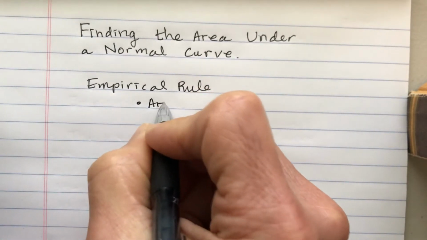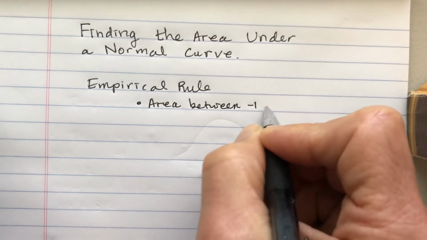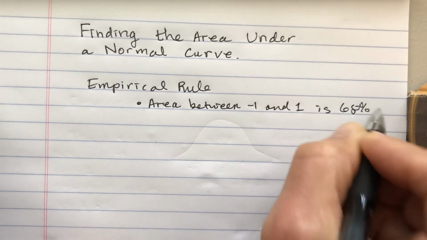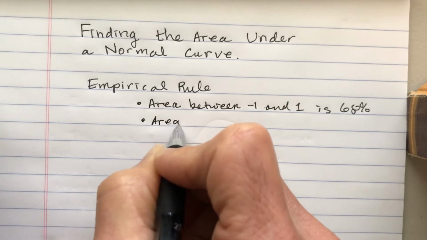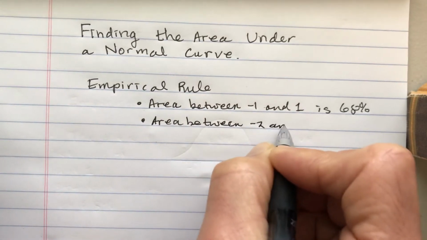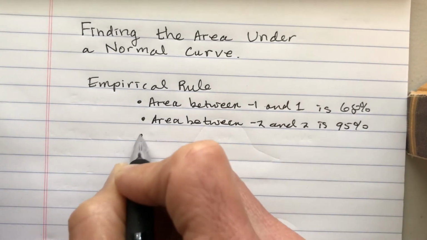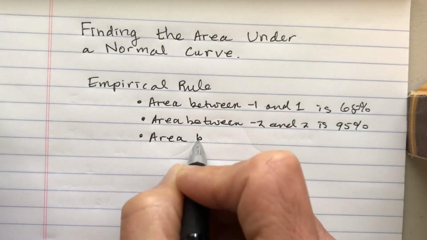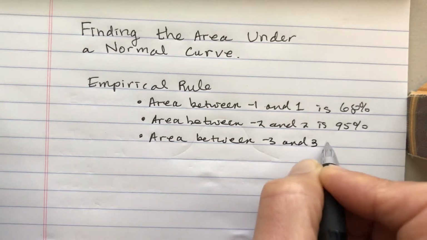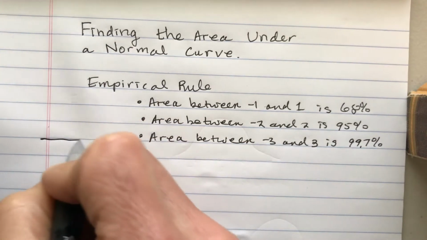The area between -1 and 1 is 68%. Area between -2 and 2 is 95%. Area between -3 and 3 is 99.7%. And if it's possible, try to remember those.